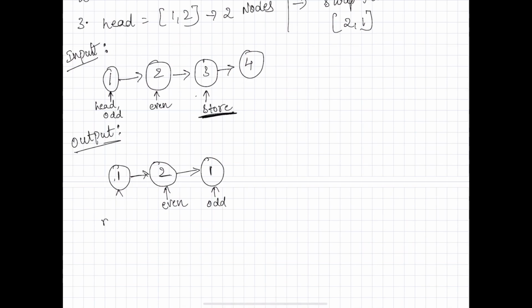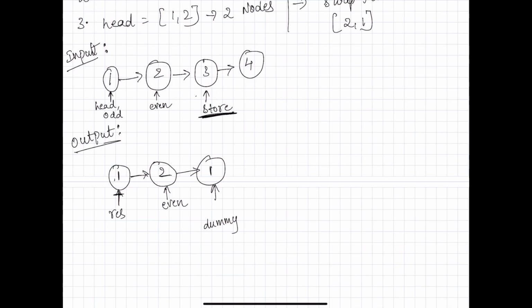Now let's move the dummy pointer till here. So this is the dummy pointer. Then the odd should be moved here. Then we have to move the odd.